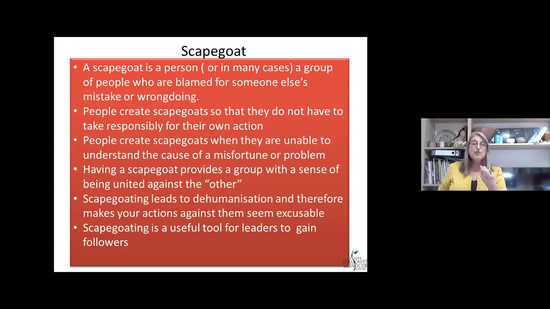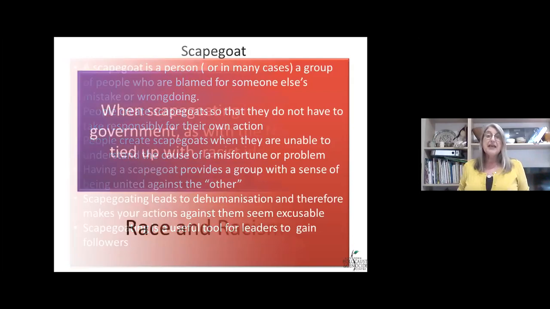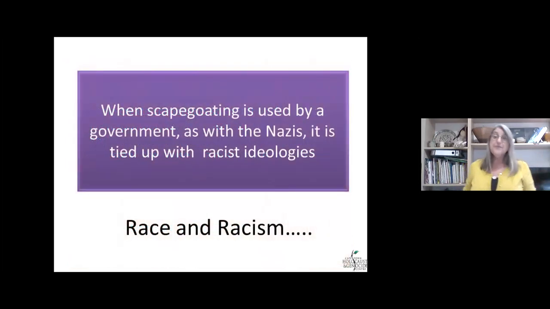And scapegoating is very useful for leaders. Leaders often use scapegoating to rally groups to their side. I am a leader and I'll show you what the problem is with that group. Or I'll let you know why that group causes our issues, etc. So it's a very useful tool. And in Nazi Germany, as with most governments, but particularly with the Nazis, their scapegoating was tied up with ideologies of race, racist ideologies.